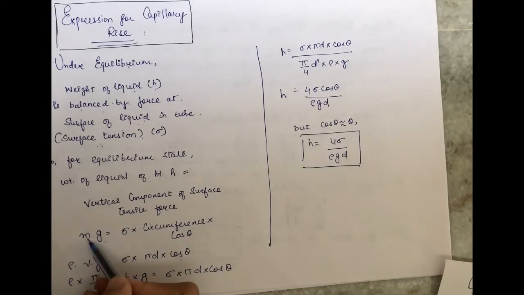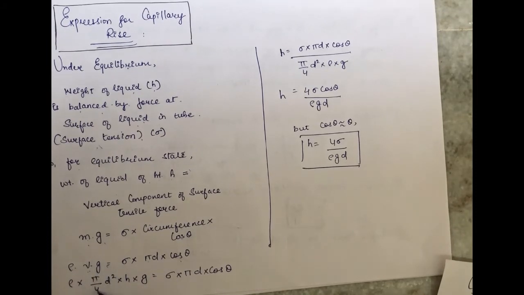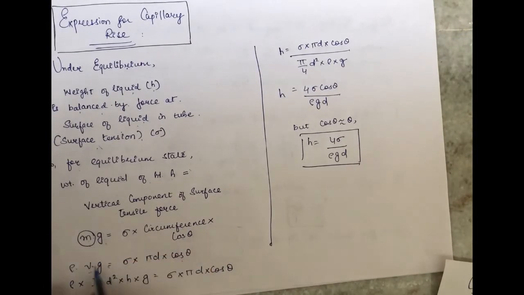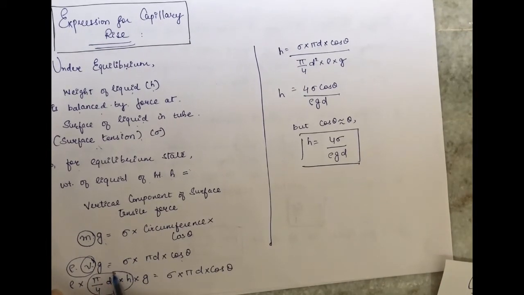Now mass is what? Density into volume. So density into volume into g. Now again volume is what? L into B into H, or we can also say area into height. Area into height is equal to volume, right? So here we are talking about the area of the tube. So area of tube is pi by 4 d square into H as it is. This is rho and this is g. So in place of m, that is mass, it is written density into volume. Again in place of volume, it is written pi by 4 d square into H, which is nothing but area into height.